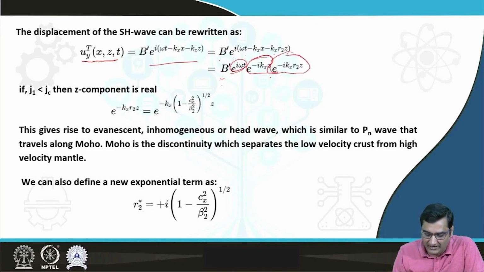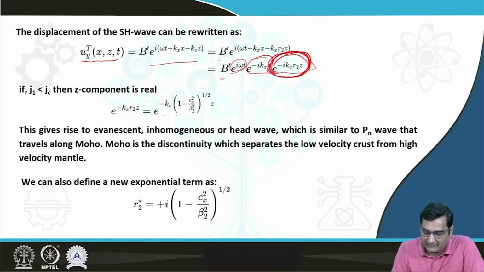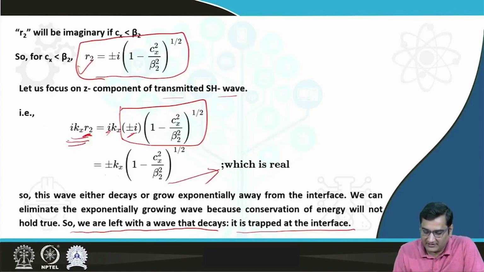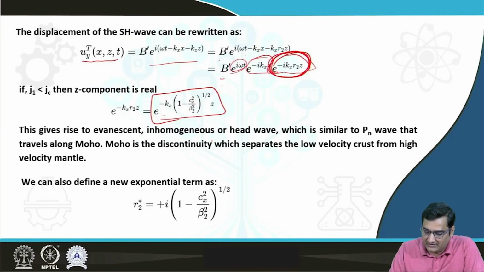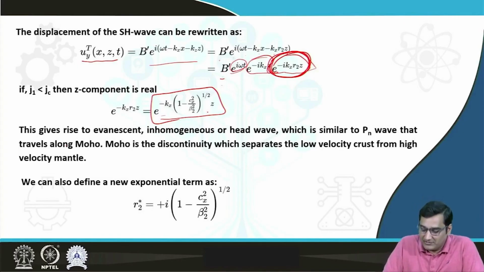Now if you look at this particular term here, e to the power minus iota kx r2 z will be what? It will be this thing. This we have just seen, right? So you are just replacing kx r2 here with the quantity that we just saw. When you replace it, you will get this, and this gives rise to the evanescent, inhomogeneous or head wave, which is basically similar to the PN wave. The PN wave is the wave that travels along the interface of the crust and the mantle boundary. That crust and mantle boundary is known as a discontinuity, by the name Moho.